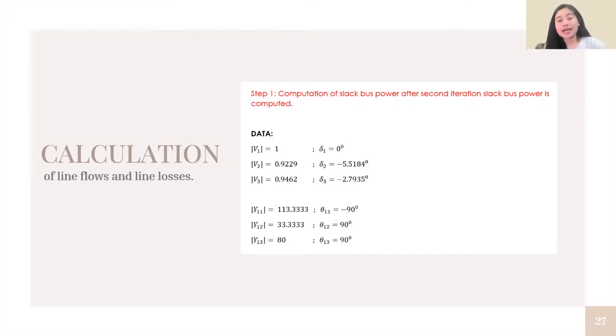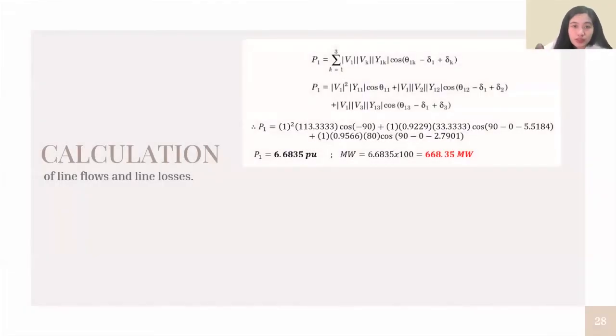So, upon that, we have to list our data again so that hindi tayo mawala sa process. V1 natin, 1, then angle of 0. V2 natin for Gauss-Seidel, yung second iteration value ng V2, which is 0.9229 at an angle of negative 5.5184. V3 is 0.9462. Ang ating delta 3 is negative 2.7935. Then values ng Y11, Y12, Y13. Let's just input that there.